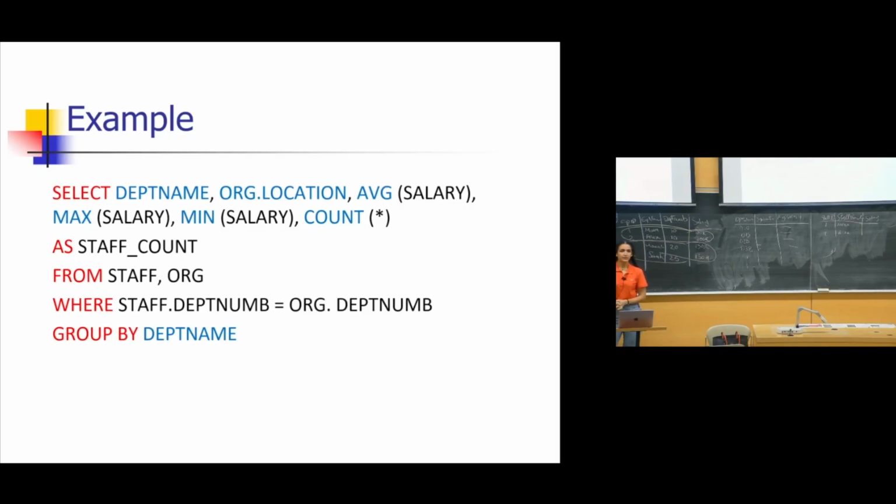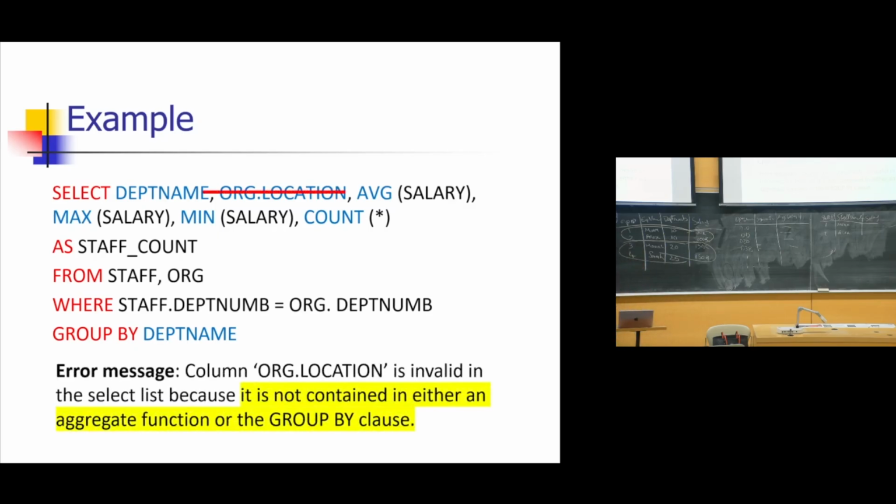Now, what is the problem? Organization location is not an aggregate function. Yeah, organization location is not used with an aggregated function. And if you look at your table, there might be employees in different locations, right? And then which one do you want to write? So you cannot use that. So this is not correct.